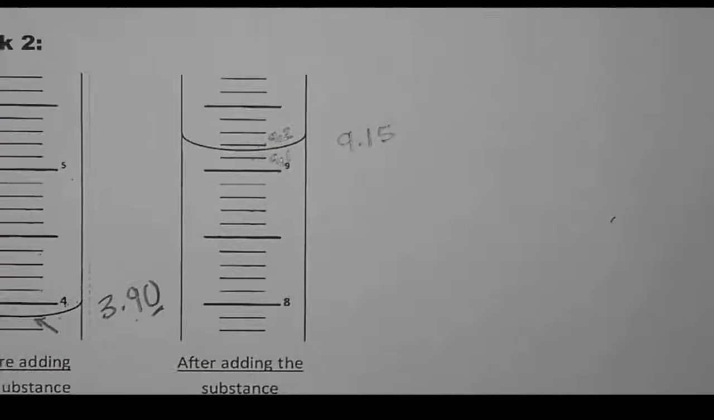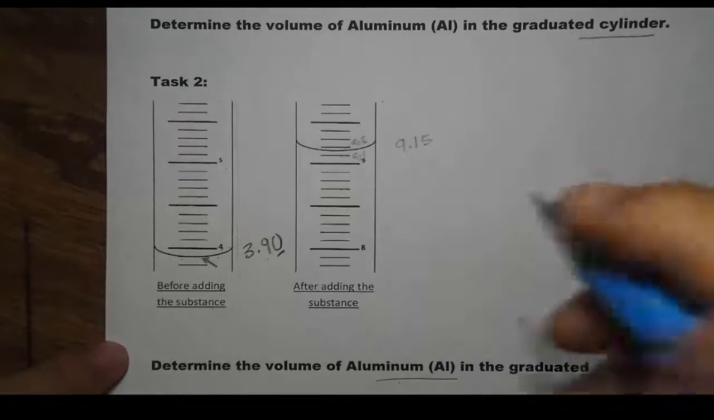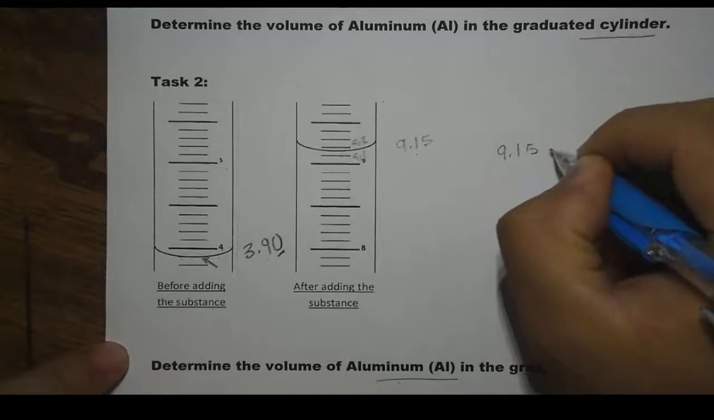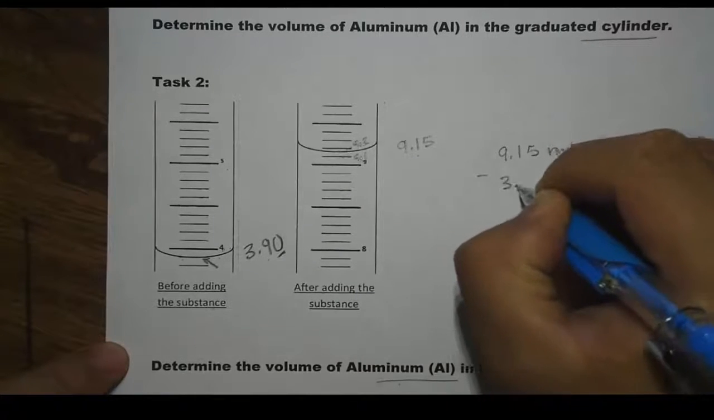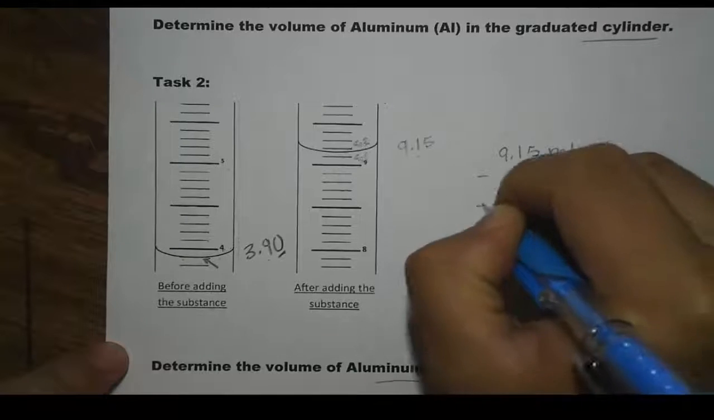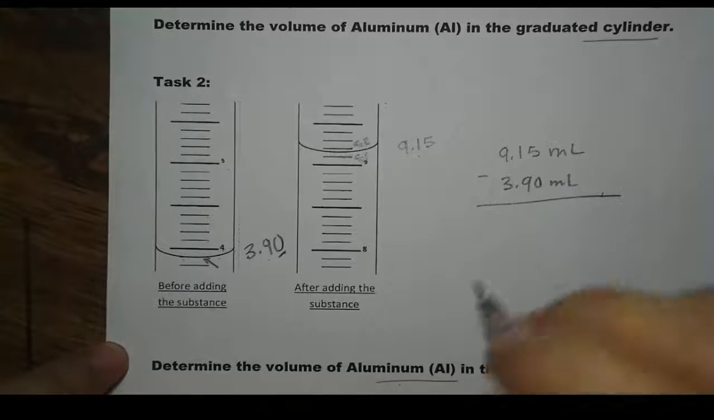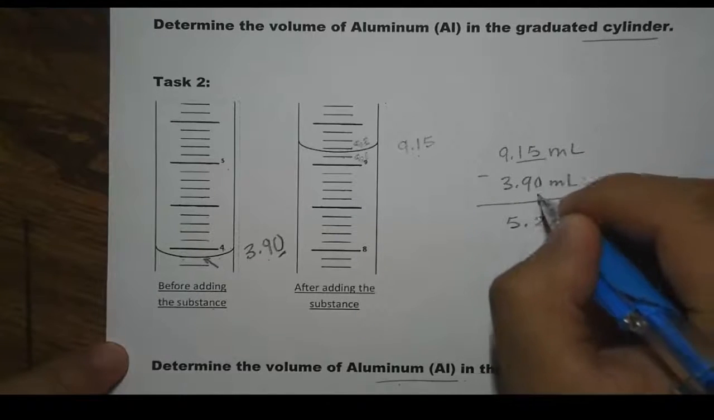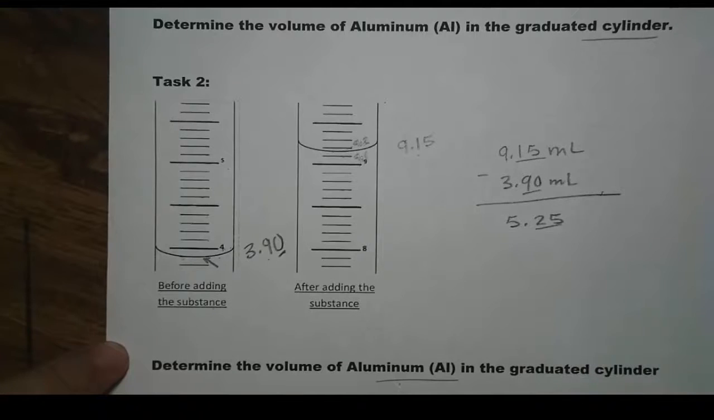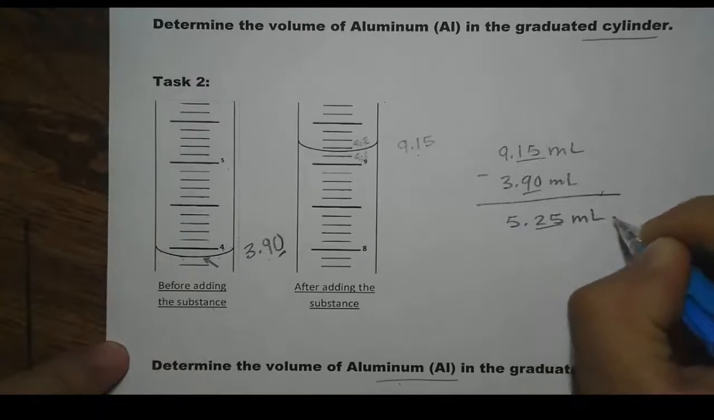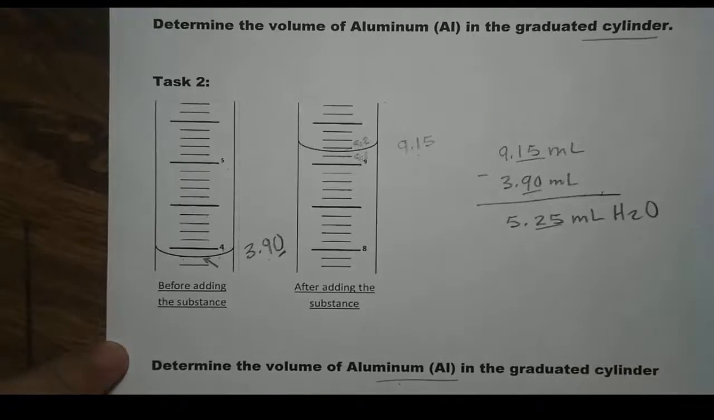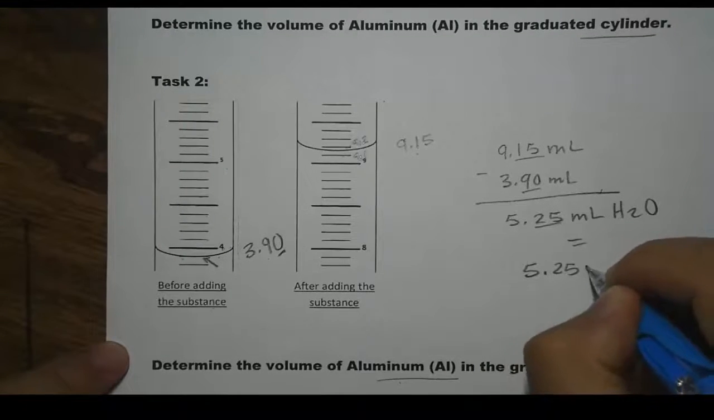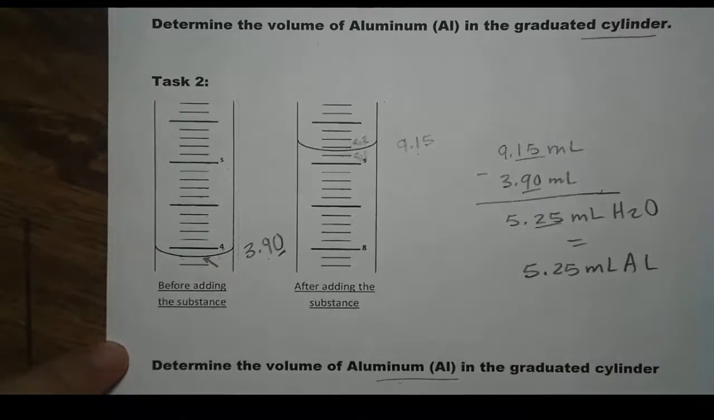And again, let's go back and look at our difference. Basically, you take the final minus the initial, which is 9.15 ml minus 3.90 ml. And that will give us the volume of aluminum, 5.25. Notice how this has 2 decimal places and this has 2 decimal places. Therefore, the answer must also have 2 decimal places. So 5.25 ml of H2O being displaced, which is equal to the volume of aluminum as well. Isn't that easy?